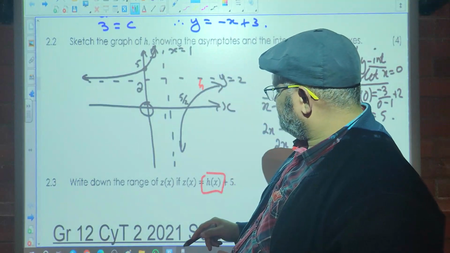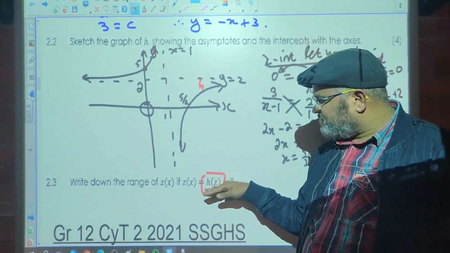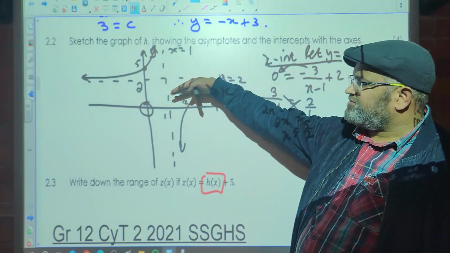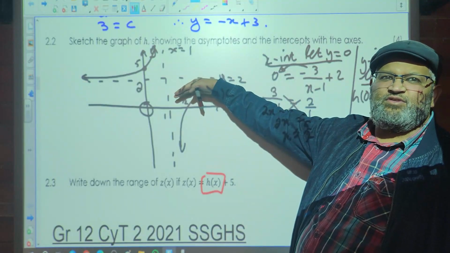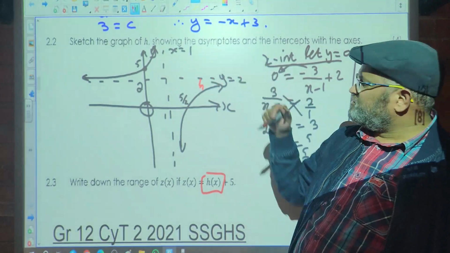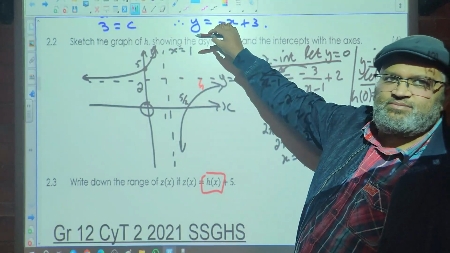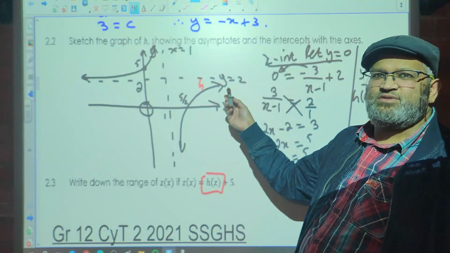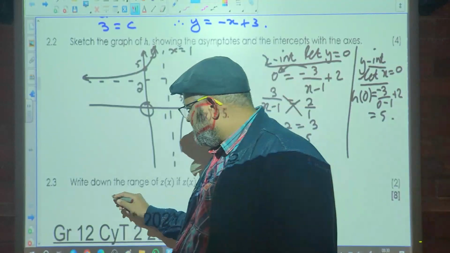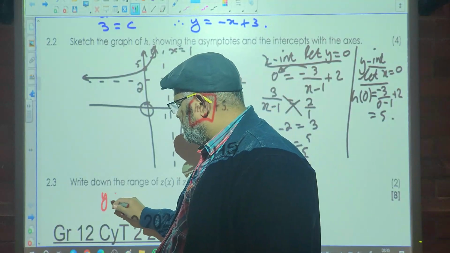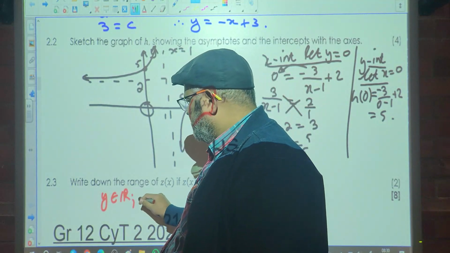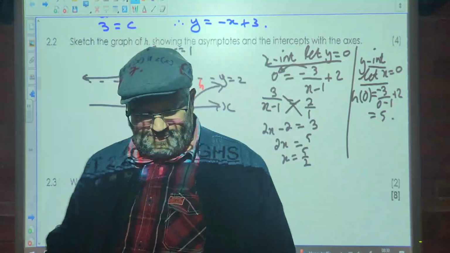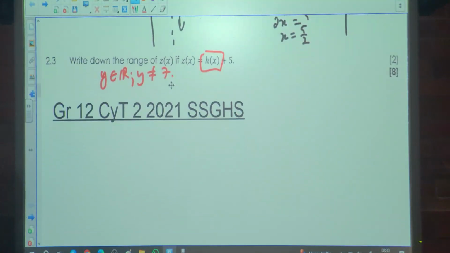Did you see that? So if this graph is plus 5, which means that the graph is going to move 5 units up, the asymptote also moves 5 units up. So it becomes 7. y is equal to 7. So what's my range? y is an element of R, y is not equal to 7. Alright.